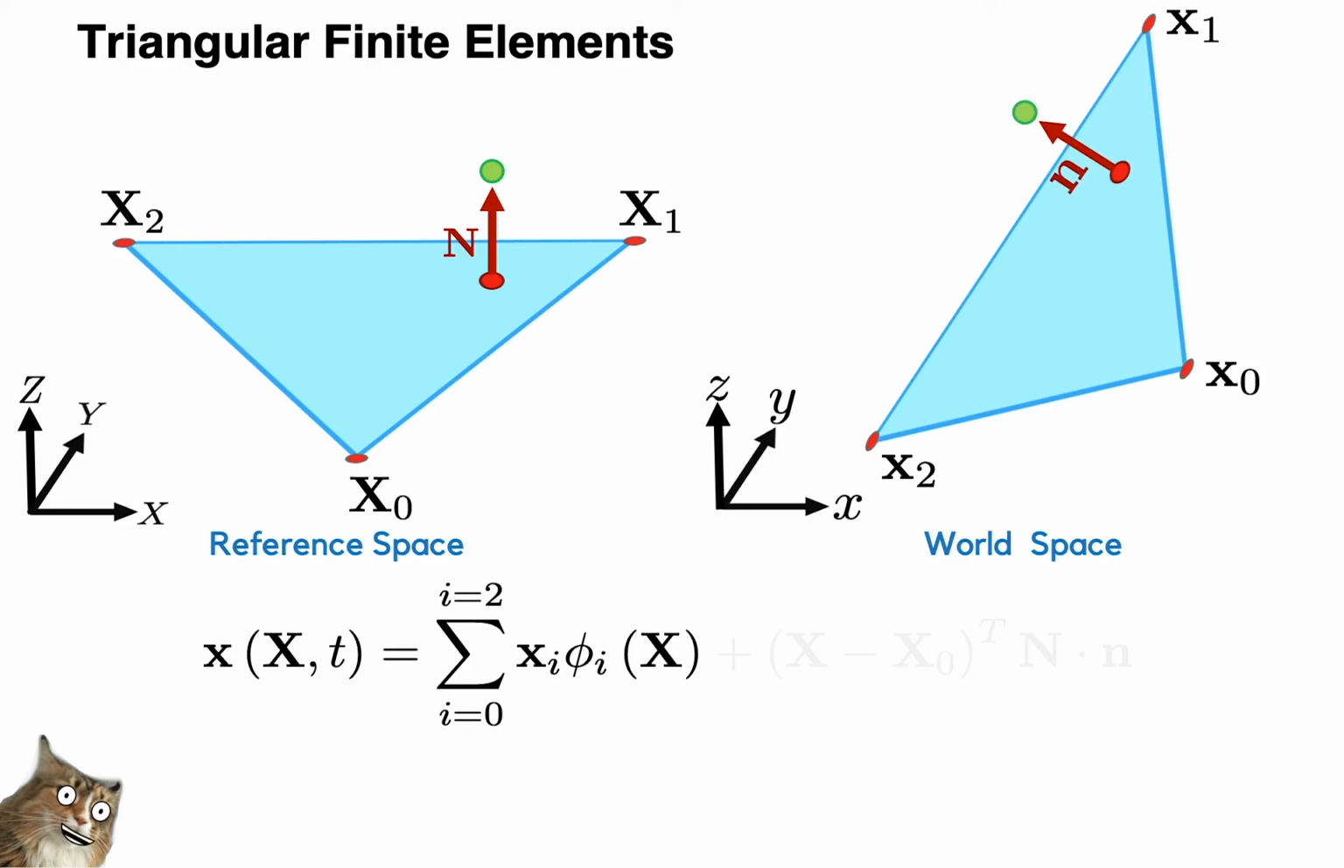We can encode this by adding alpha times n to our world space mapping equation, which completes our shape function derivation. Note that, like the undeformed normal, capital N, the deformed normal is constant across the triangle, and so this whole thing is still linear in capital X. That will be very helpful when we start computing deformation gradients, which is going to happen in a bit.